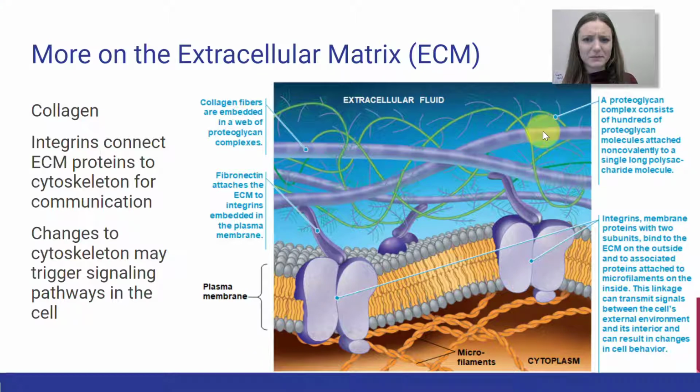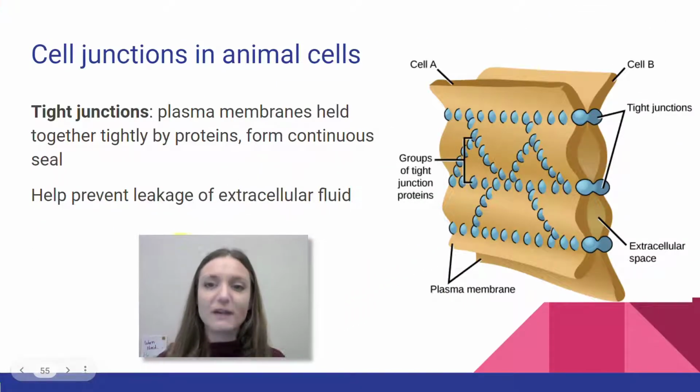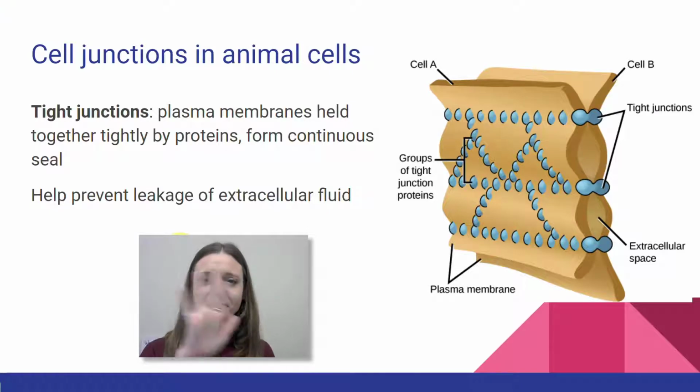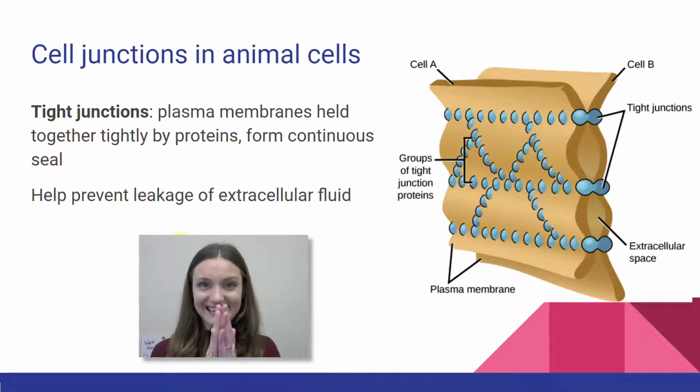So now we're going to talk about some special, unique types of extracellular matrix connections between cells. So how cells stay connected to each other, some unique special cell junctions. So we find these in animal cells. Okay, there's a whole other set of cell junctions in plant cells, but we're going to focus here on animal cells. So the first type of cell junction that I'm going to talk about are tight junctions, and just like the name implies, they are tight.